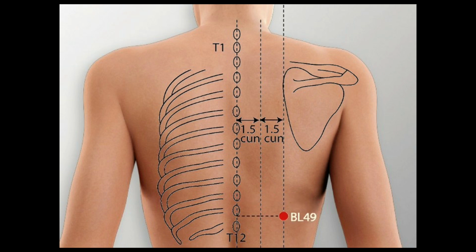Bladder 49, Yishe, Reflection Abode. On the back, 3 tsun lateral to the lower border of the spinous process of the 11th thoracic vertebra. Regulates the spleen and stomach, clears damp heat. Bladder 49 is the outer back shu of the spleen. Its special feature is that it helps treat the psychological spiritual aspect of the spleen. Therefore, bladder 49 can be used to treat memory problems, overthinking, or obsessive thinking. Needling, oblique insertion 0.5 to 0.8 tsun.